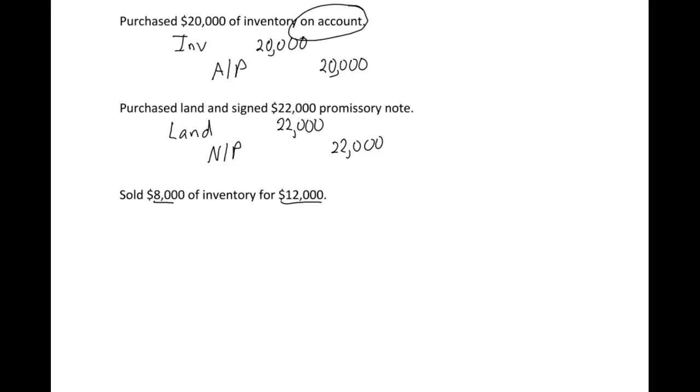All right, so whenever you sell inventory, there's two transactions. One, you need to record the sale. We sold it for $12,000. So we have cash coming in the door, $12,000, and we'll just call this sales revenue for $12,000.